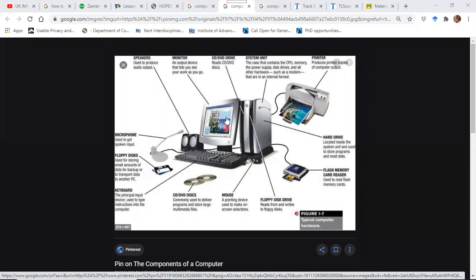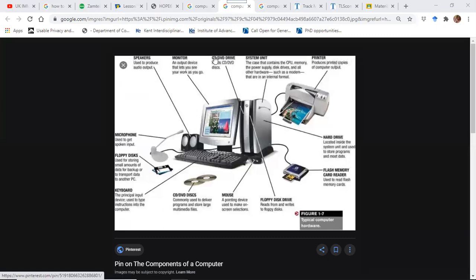which we use to get feedback from the computer. We have the keyboard. We have speakers. We have the system unit here, where you connect your flash drives, you connect your memory cards, etc. The mouse, a flash memory card reader, a printer. So all the physical parts of the computer that you are able to see and touch, including the cables, make up the computer hardware. So when you hear someone talking about computer hardware, they just mean these physical parts of the computer. That is what computer hardware is.